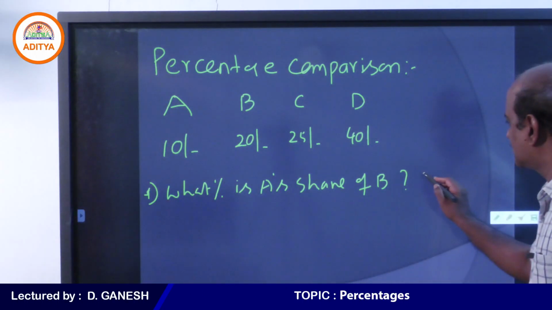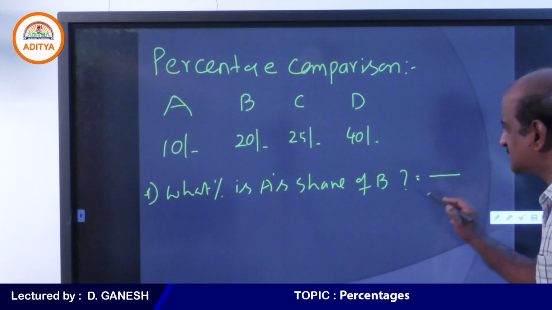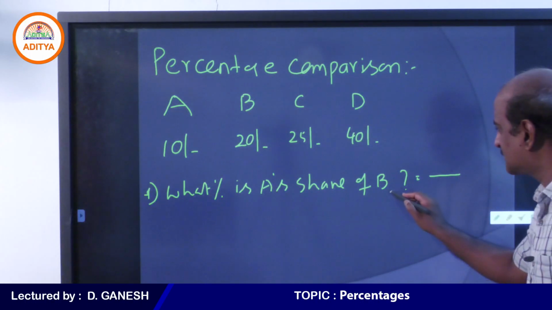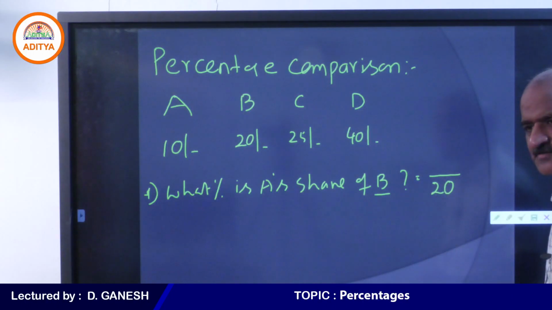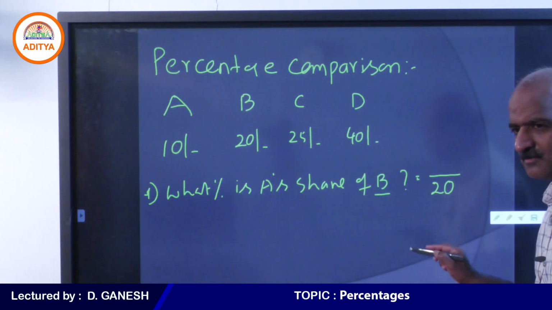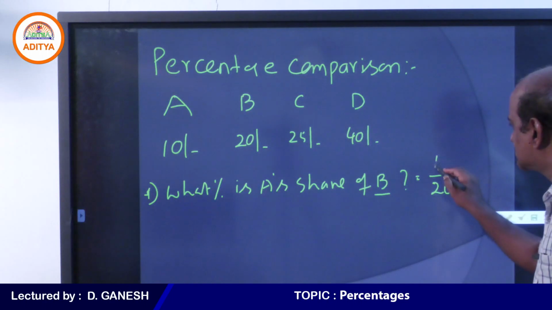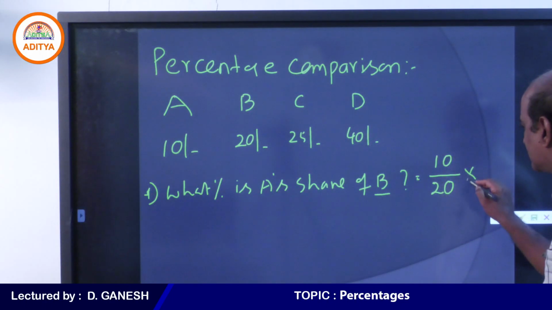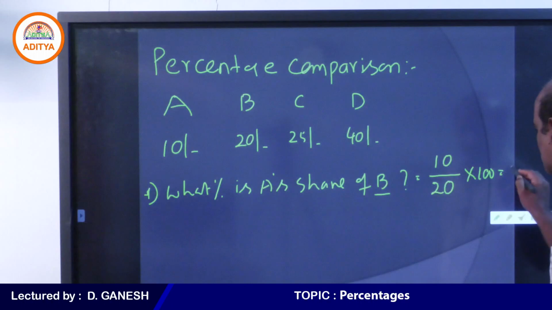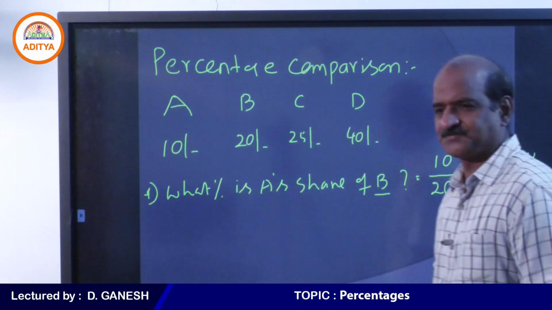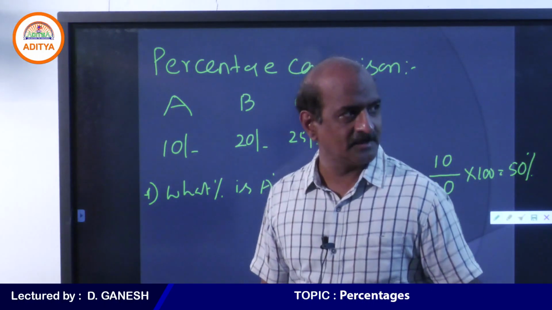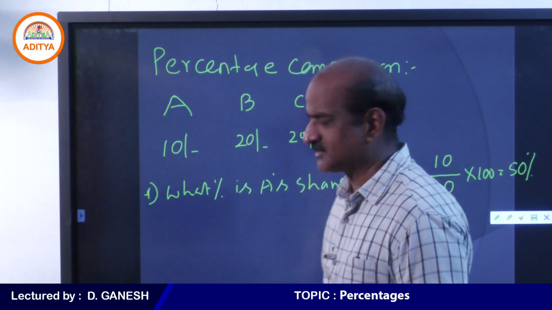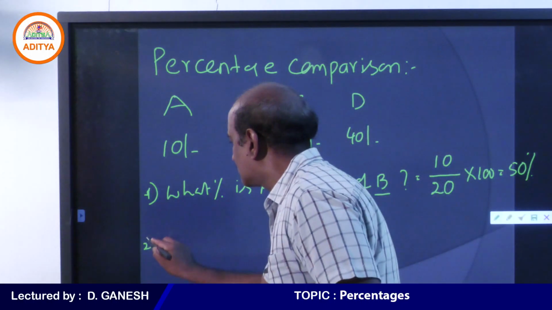Students, whenever this kind of question is given, this must be the process. You are comparing A with B now. So remember, B is earning 20 rupees and A is earning only 10 rupees. So when we compare with B, understand A's share is 50%. So on comparing with B, A's share is only 50%. Ready? Now look at question number 2.